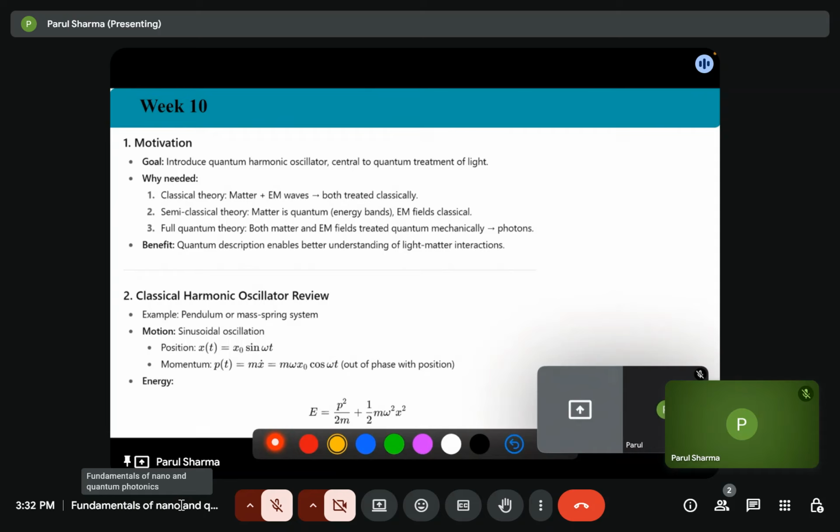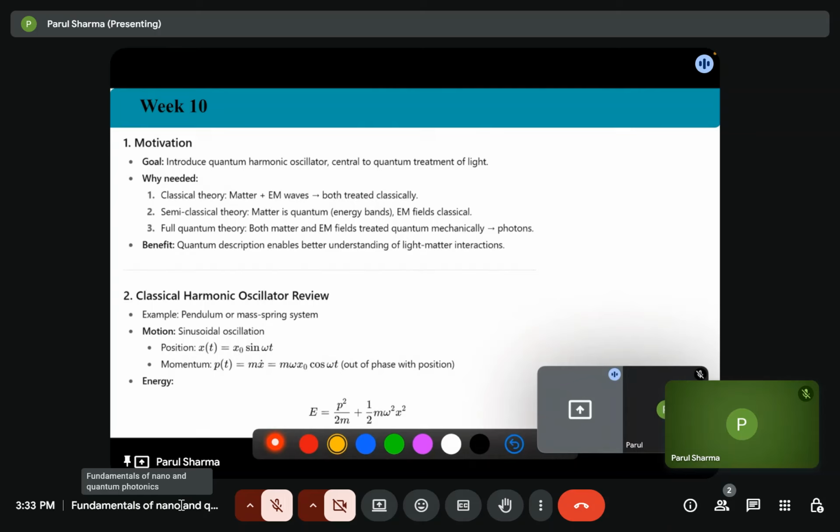So the first one is classical theory. According to the classical theory, both matter and electromagnetic waves are classical. That is, the matter will follow Newton's law, and the EM waves are also classical. So both of these will follow Newtonian mechanics.